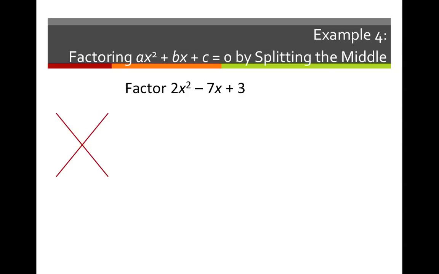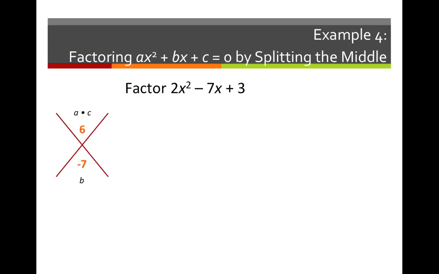So one approach is a method called splitting the middle. And sometimes I call this the X box because you can use an X to help you organize what you're trying to find. So in your X, the top of the X is going to represent the product of A times C. The bottom of your X is going to represent B. So in this case, if I take A times C, that's going to be the 2 times the 3, and I'm going to get 6. So that goes in the top of my X. My B value is simply the negative 7 that's in front of the x in the middle term.